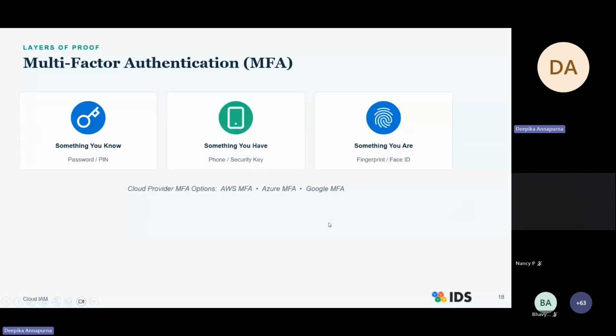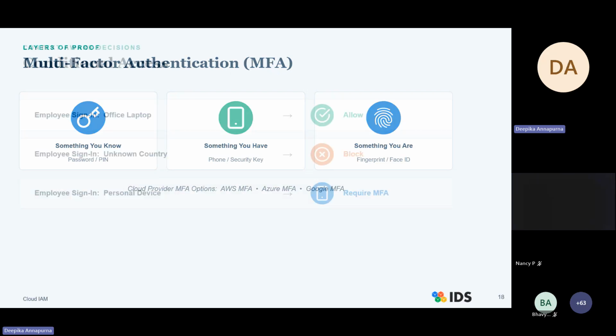Going on to the next slide, multi-factor authentication. Yesterday we discussed this one also. Something you know is your password, something you have is your OTP or security key, your phone number, and something you are is your fingerprint, biometrics, anything. So cloud provider MFA options, we have AWS multi-factor authentication, Azure Microsoft MFA, and Google MFA. Right? For Gmail also, a few people are using multi-factor authentication.